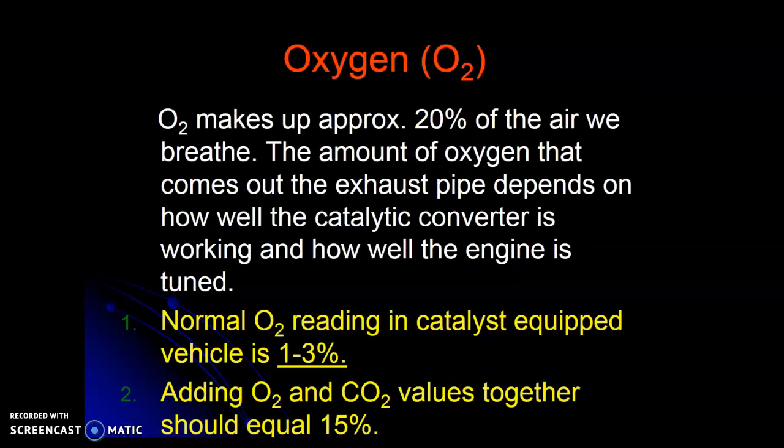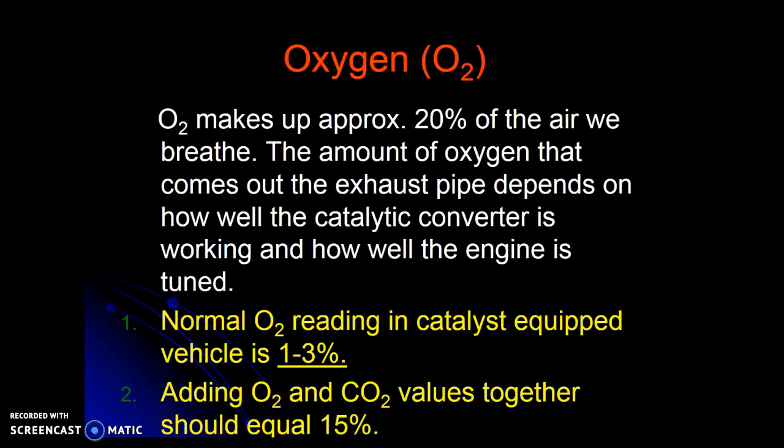O2 makes up approximately 20% of the air we breathe. The amount of oxygen that comes out of the exhaust pipe depends on how well the catalytic converter is working and how well the engine is tuned. So again, we use O2 and CO2 together, which should equal about 15%. That gives us an indicator of how efficient the engine is and how efficient the cat's working.